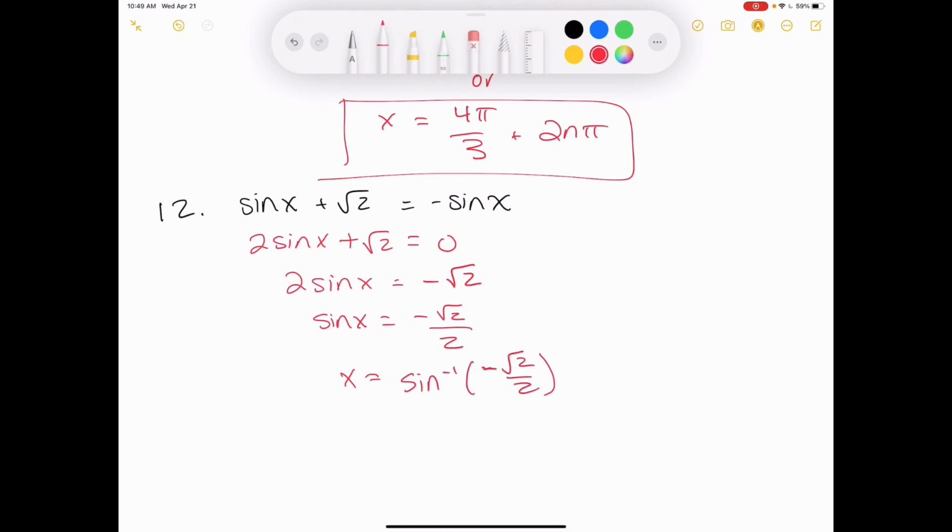Am I allowed to put the unit circle up here? No, do it. Okay, I just thought I was going to get yelled at again.